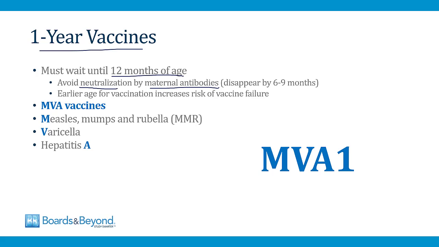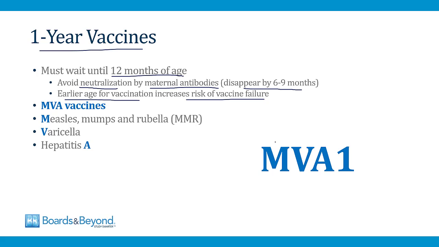Mothers can have antibodies that they can pass to the baby that can neutralize these vaccines, but those antibodies in the baby disappear by about 6 to 9 months of age. And so if you wait till 1 year, then you can give the vaccines and they will work. If you were to give these vaccines before 1 year at an earlier age, there's a high risk that the vaccine would fail because of the maternal antibodies.